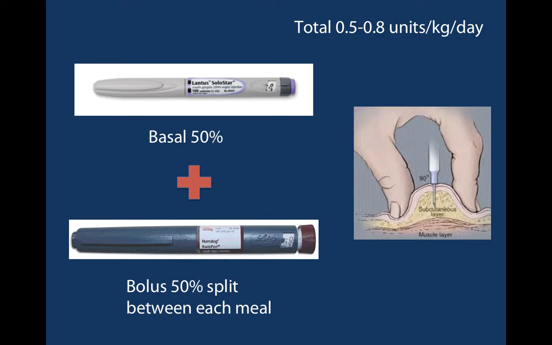If sugars are controlled on someone's home regimen, resume that regimen. For insulin-naive patients, start a total daily dose of 0.5 to 0.8 units per kilogram per day. This should be split 50-50 with basal and bolus. Remember that the total daily bolus is split between each meal.